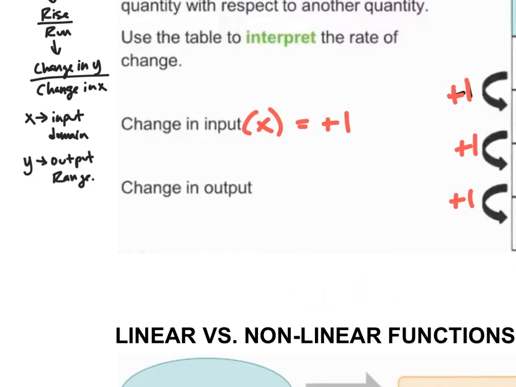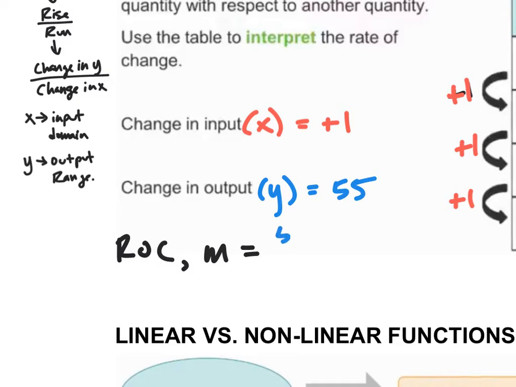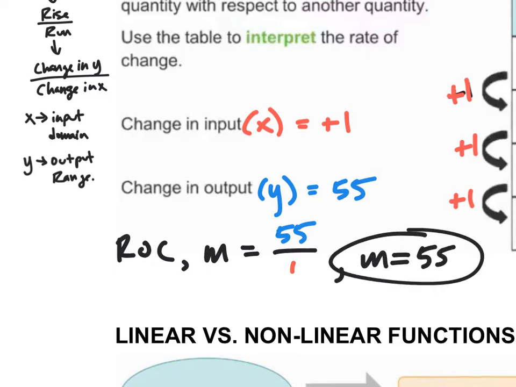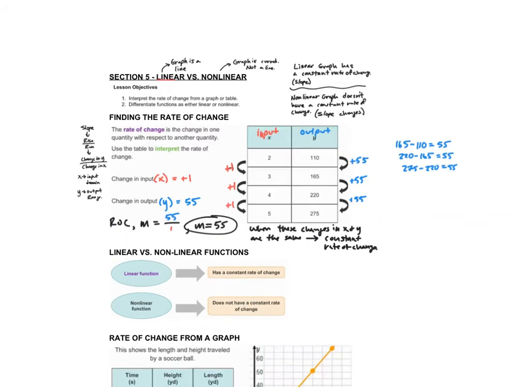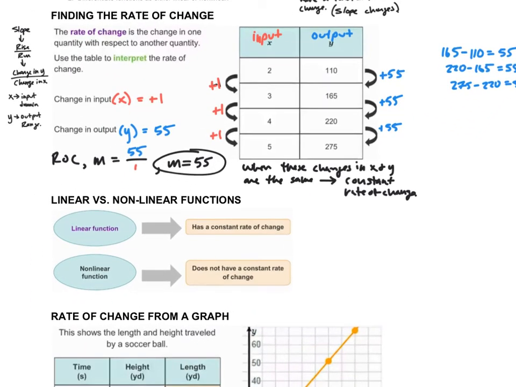The change in the output, my y value, is equal to 55. So we would say that our rate of change, ROC, which I often call m, would just be equal to 55 divided by 1, which would then give me a slope or a rate of change of 55. And that's how we find that. We did that in the last section, but I wanted to formally talk about it. So a linear function has a constant rate of change. A nonlinear function does not have a constant rate of change.